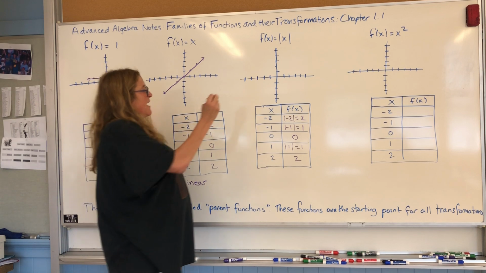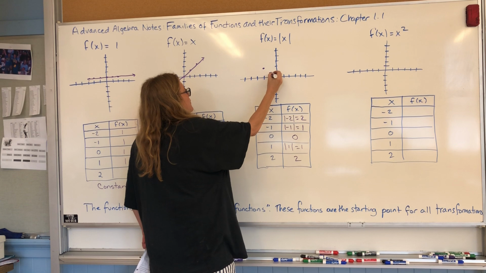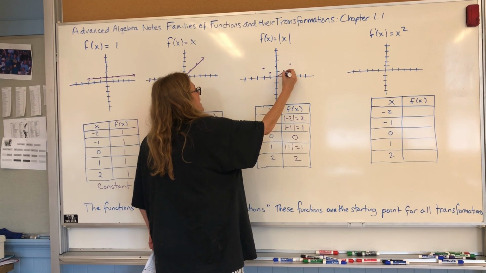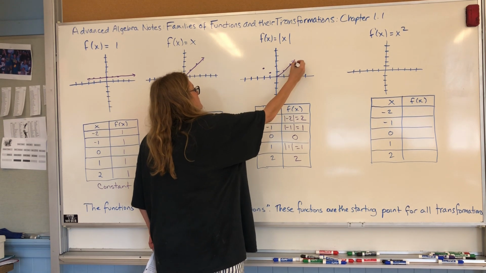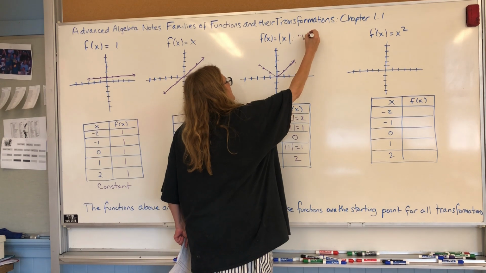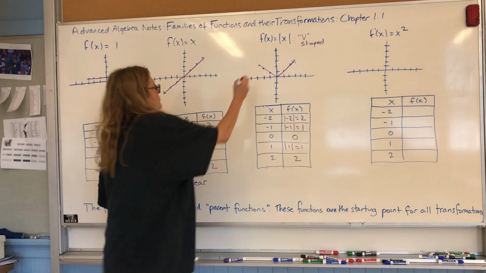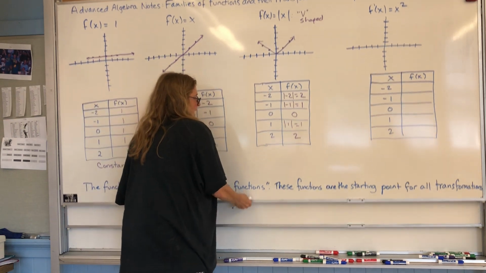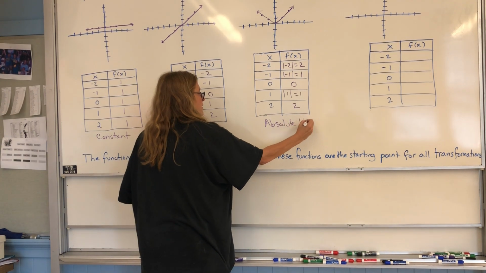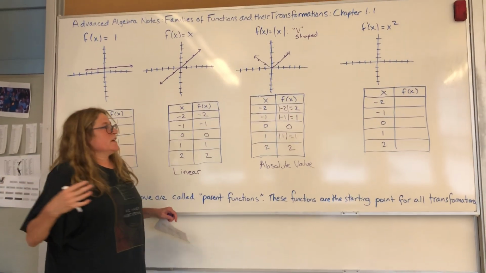A certain shape that I have. Absolute value is always going to have this shape. Most people describe this as a V shape. So absolute value is V-shaped. Sorry, this is an arrow. So this is absolute value right here. And these are all things you probably learned in Algebra 1. But we're going to think about them in different ways in Advanced Algebra.